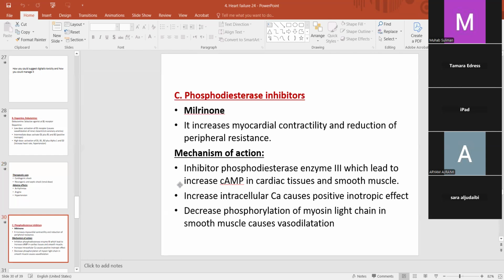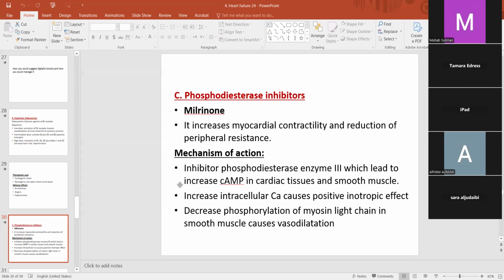The second commonly used drug is a phosphodiesterase inhibitor, milrinone. If you remember when we discussed the nitrates, we said we don't use nitrates with sildenafil, the Viagra. We said Viagra can stop an enzyme known as phosphodiesterase, which breaks down cyclic AMP and cyclic GMP. So it will increase the amount of cyclic GMP and cyclic AMP.